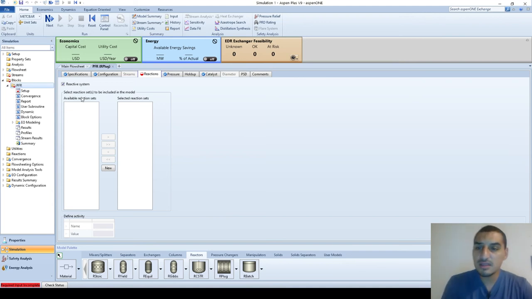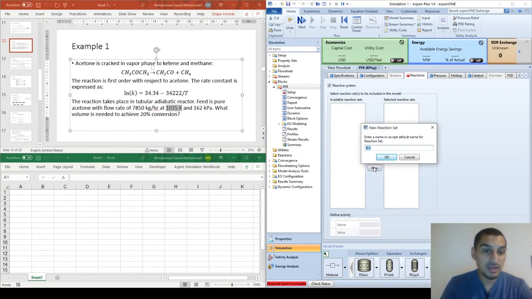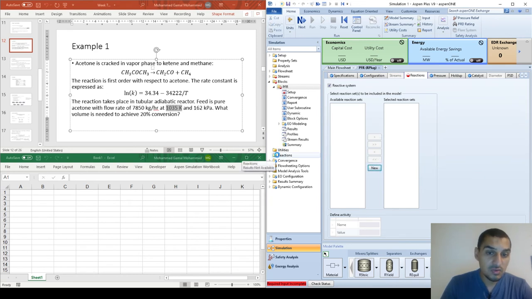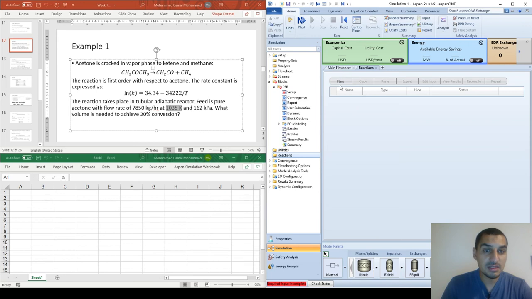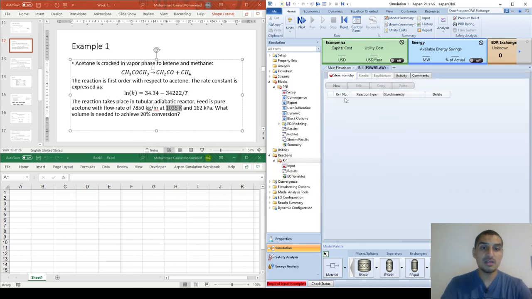Here you need to select the reaction sets that will be included in the model. I don't have any reactions defined here, so I need to define a new set of reactions from here, or you can go to this reaction folder, and it's going to do the same thing. It defines one reaction, and then you can choose what kind of reaction kinetics you have. The one that we have is the power law kinetics. Now I can go to the definition of the reaction.